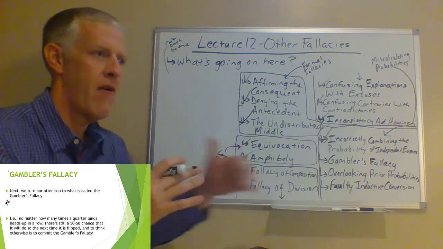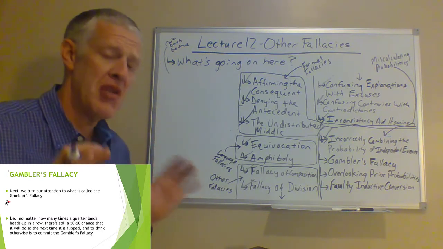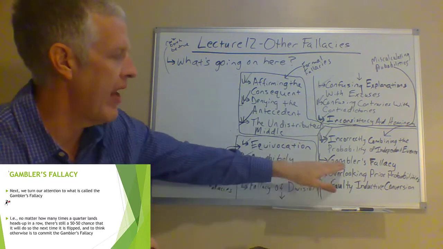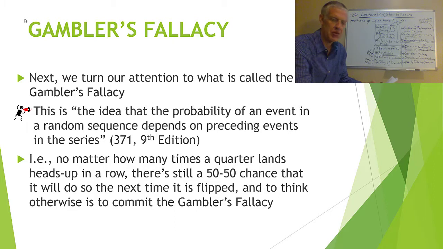We get into this fervor of thinking that there's streakiness going on when there's not. So what do I mean here? We're talking about the gambler's fallacy. Turning to the quote, this is the middle of slide 15, quoting page 371 of the 9th edition. This is, quote, the idea that the probability of an event in a random sequence depends on preceding events in the series.